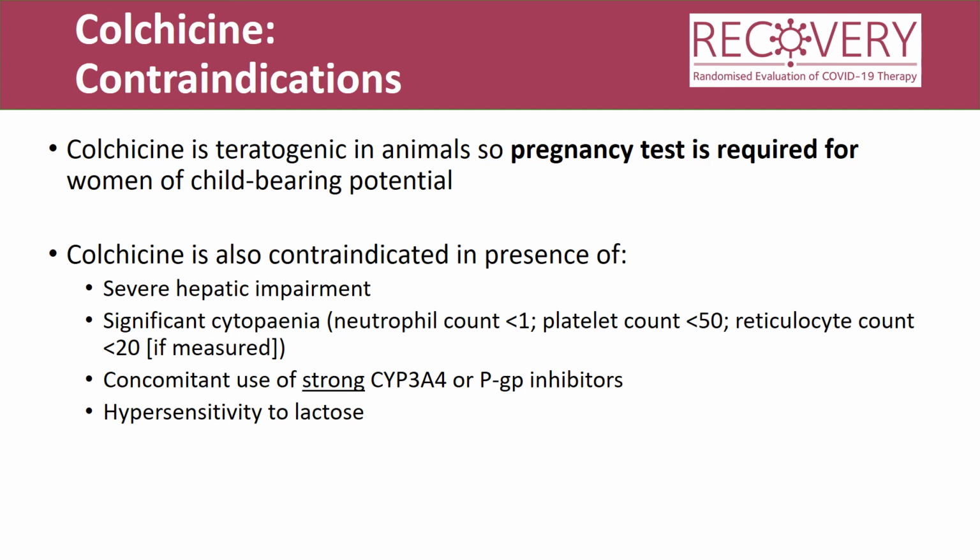Colchicine is also contraindicated in the presence of severe hepatic impairment, significant cytopenias at baseline, that is, a neutrophil count of less than 1, a platelet count of less than 50, and, if measured, a reticulocyte count of less than 20. It should also not be given with concomitant strong cytochrome P450 inhibitors or P-glycoprotein inhibitors. Further information about these is available in the protocol. Finally, it should also not be given to those with a hypersensitivity to lactose.